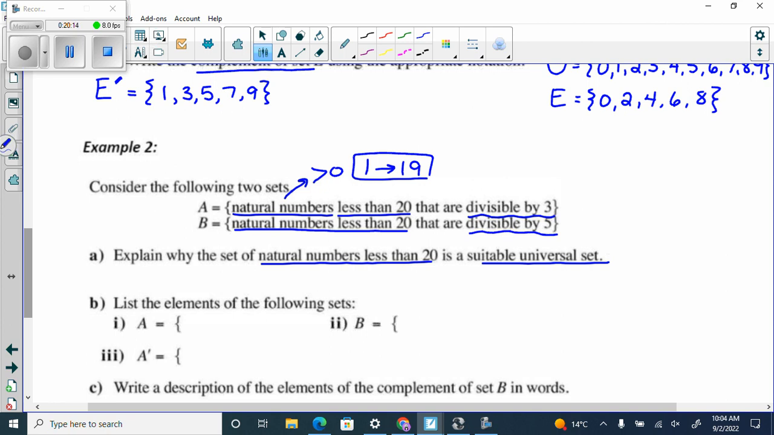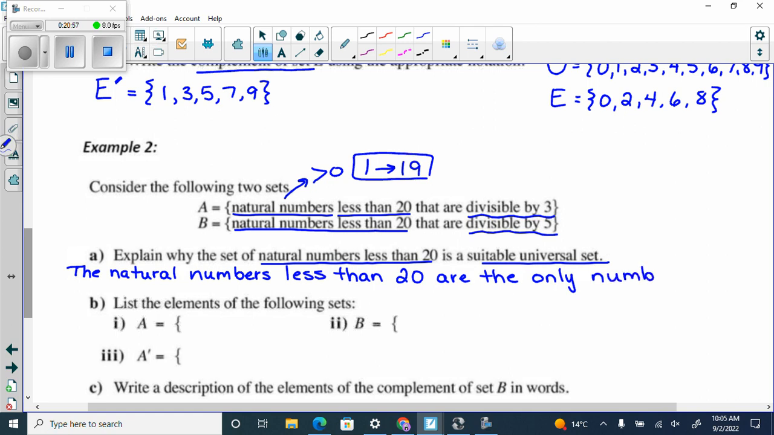What did we just say? We can only look at the numbers 1 to 19 for this whole thing. Well, that's what a universal set is. A universal set is some sort of set that you can only look at certain numbers from. That's it. So I'm not allowed to use 20. I'm not allowed to use 0. I'm not allowed to use negative 100. Just that. So explain why the natural numbers less than 20 is a suitable universal set. It's because the natural numbers less than 20 are the only numbers allowed for both sets.